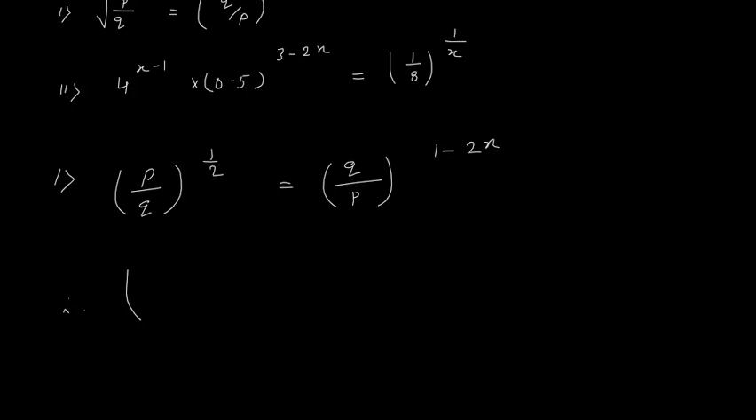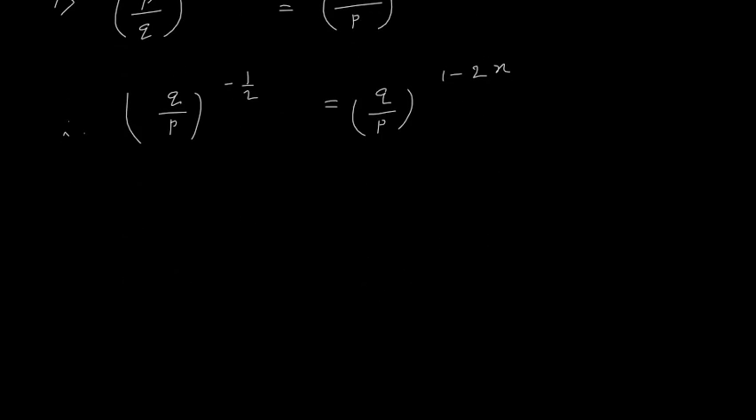Now this p by q power 1 by 2 can be written as q divided by p power minus 1 by 2. Okay, whenever we reciprocate a term the power sign will change, and here it is q divided by p power 1 minus 2x. Now on this left hand side we have base as q upon p, so this base q upon p I will take common, and therefore here I will say that minus 1 by 2 is equal to 1 minus 2x.